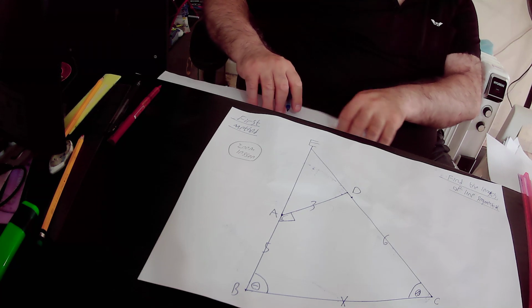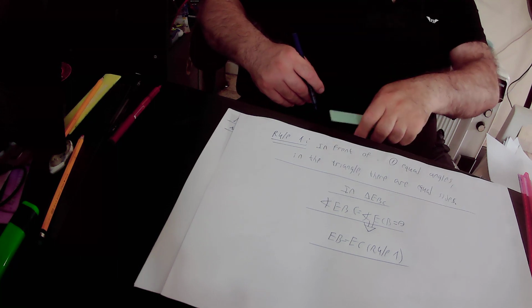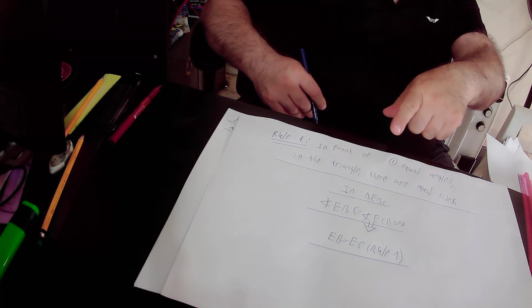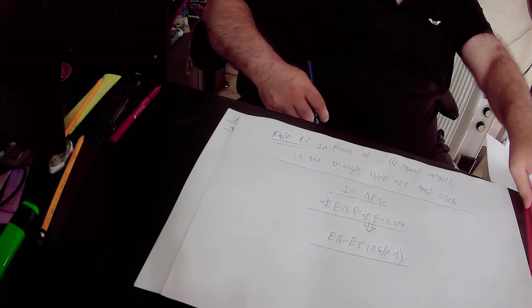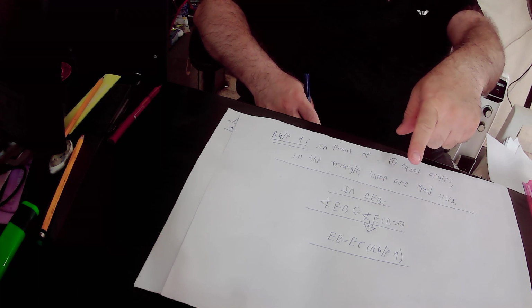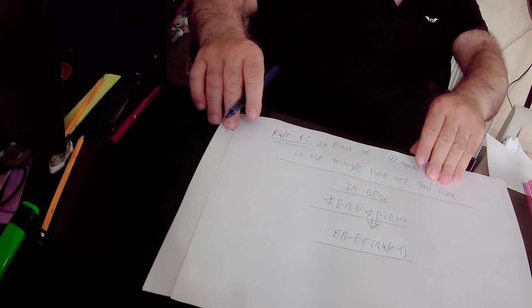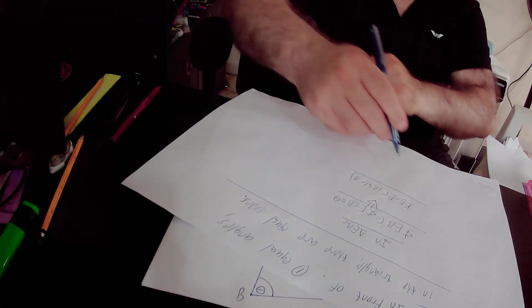And repeat again. In triangle EBC, angle EBC equals angle ECB, and they are both equal to theta. Therefore, according to rule number 1, side EB equals side EC. Okay, so this will be equation number 1.